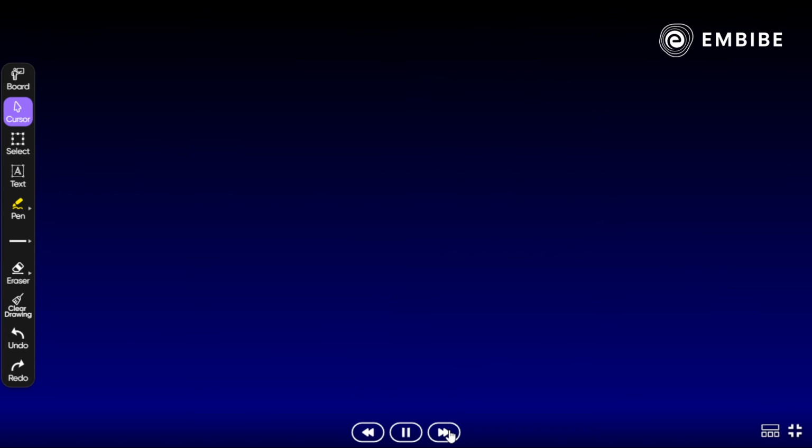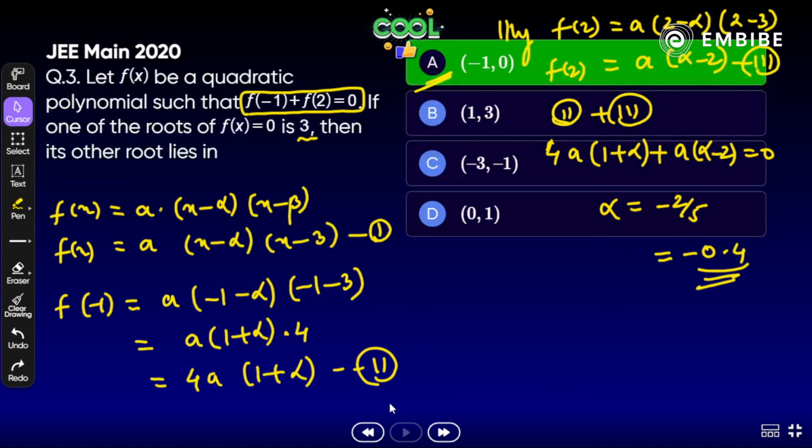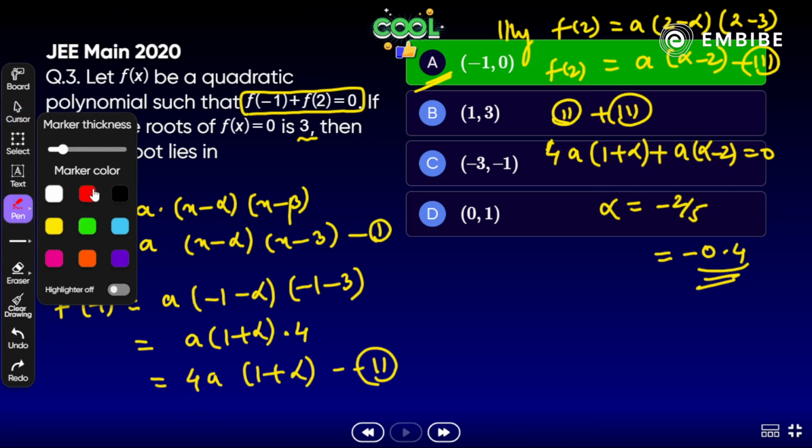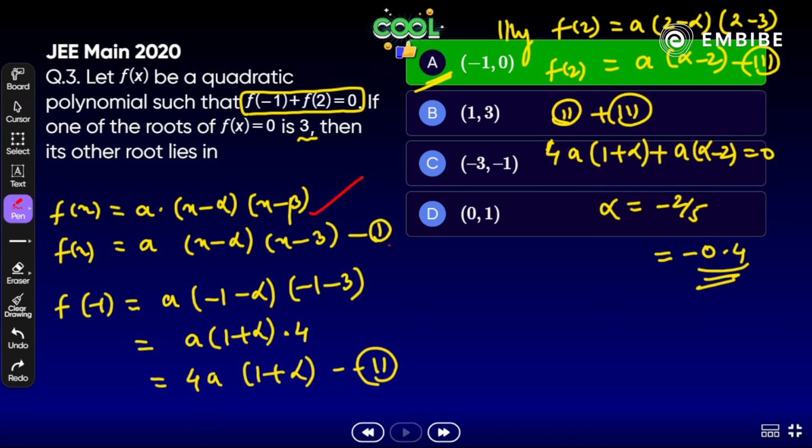All right. Exactly. You keep getting questions of this pattern. So don't be confused here. You suppose the quadratic equation. The trick is that you have to simply suppose that quadratic equation in terms of a times (x minus alpha)(x minus beta) and simply substitute the value. Add it. We will get alpha and get the second root here.